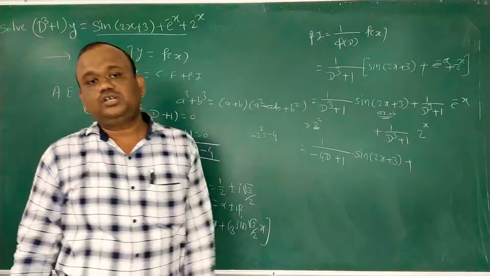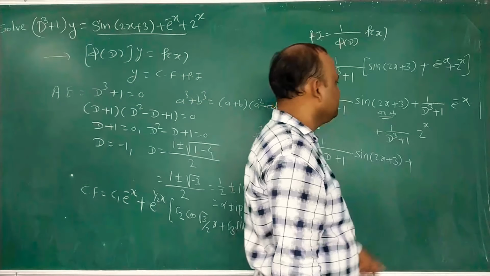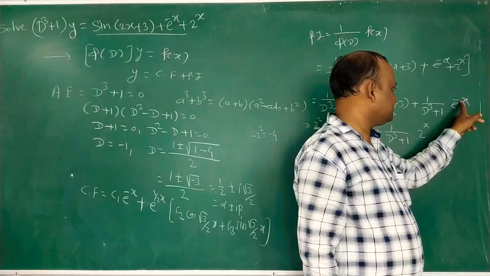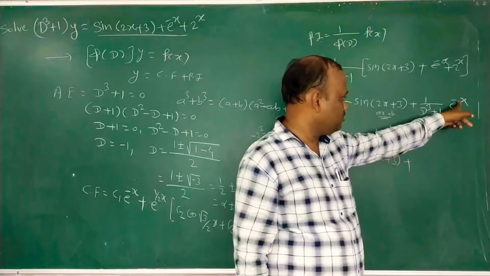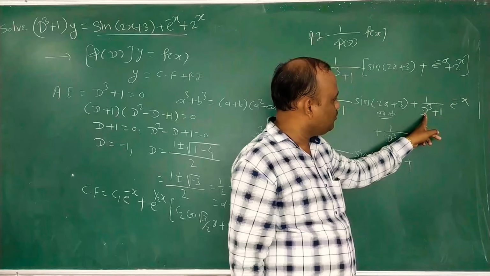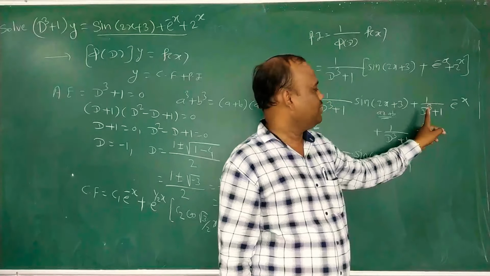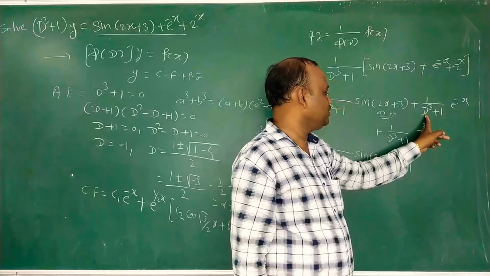Plus, if f of x is equal to e raised to ax, that is the first formula, then you have to replace D by a. E to the power ax, if we compare with e raised to minus x, then we will get a equal to minus 1. And if you put D equal to minus 1 here, then minus 1 cube is minus 1. Minus 1 plus 1 is 0.